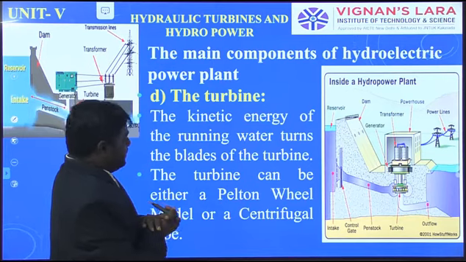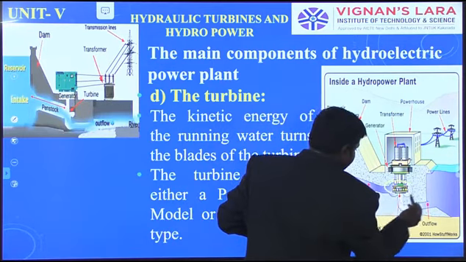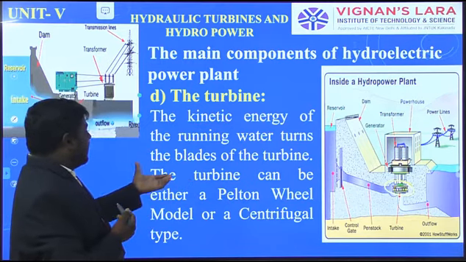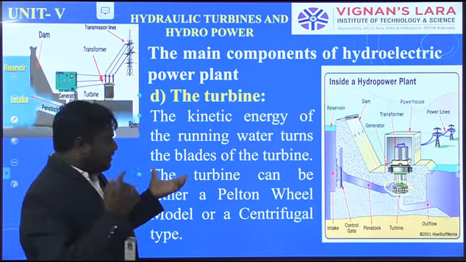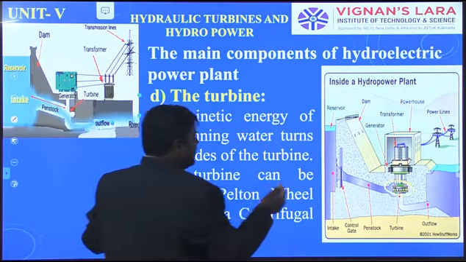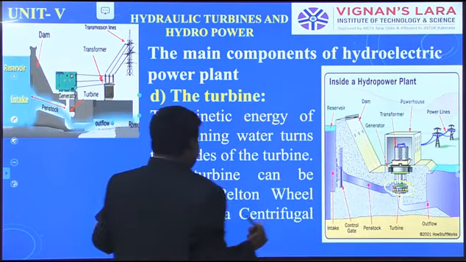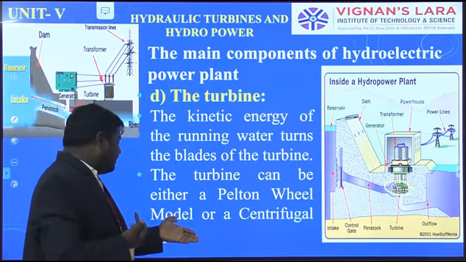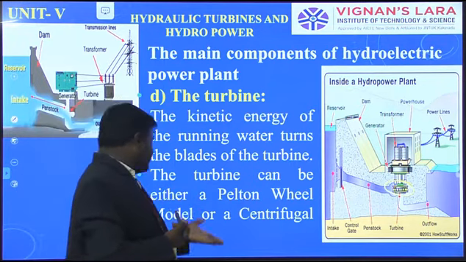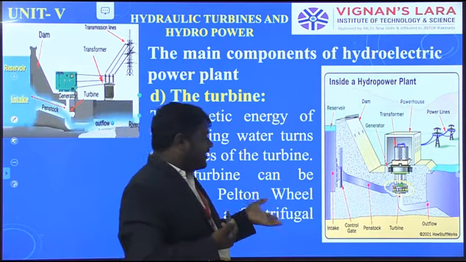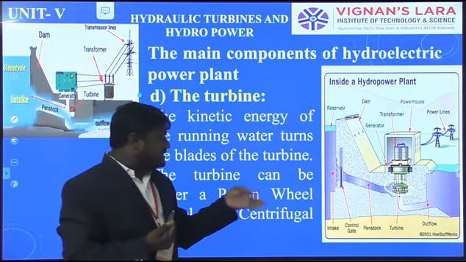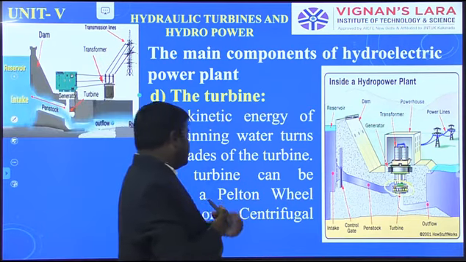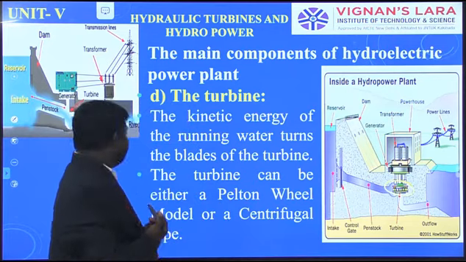Then the next, this is the turbine. The kinetic energy of the running water turns the blades of the turbine. The turbine can be either a Pelton wheel model or a centrifugal type. So we are using the centrifugal type models as well as the Pelton wheel type of turbines here.